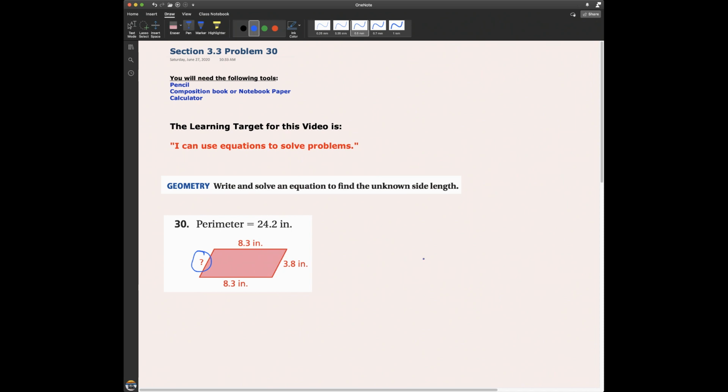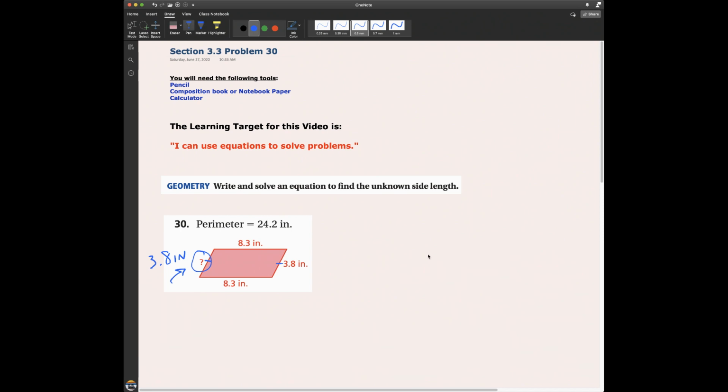All right. And I will tell you that if you stare at this long enough and you know what a parallelogram is, you already know the answer. You know the answer is 3.8 inches because this is a parallelogram. So that means the opposite sides in a parallelogram are what's called congruent, which means they have the same length. So this side is 3.8 inches. This side is also 3.8 inches.